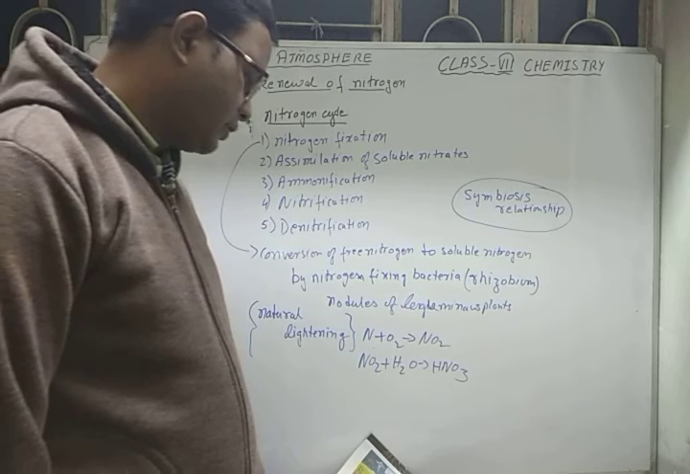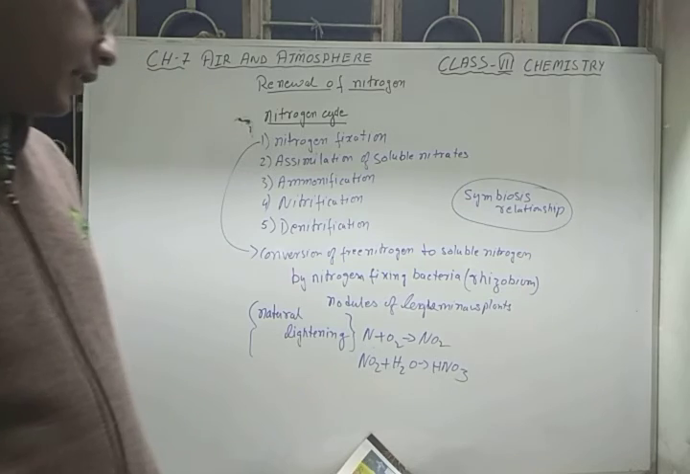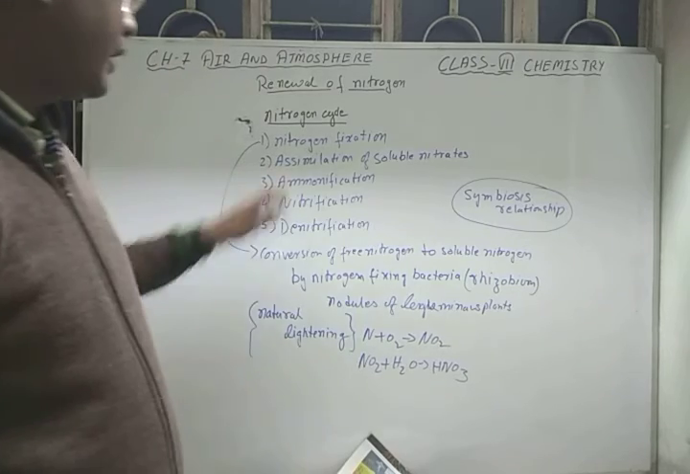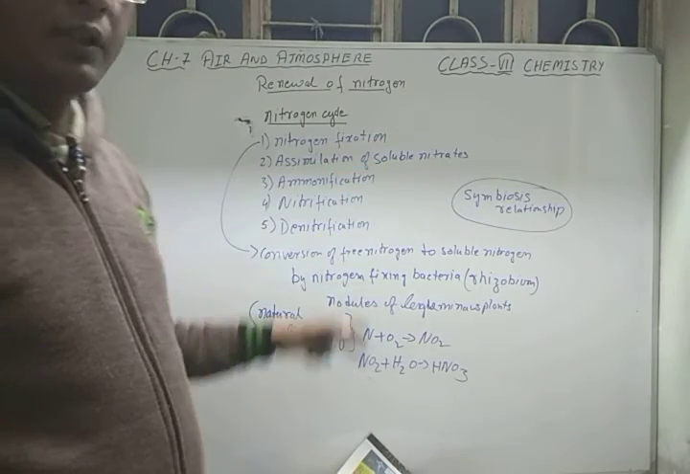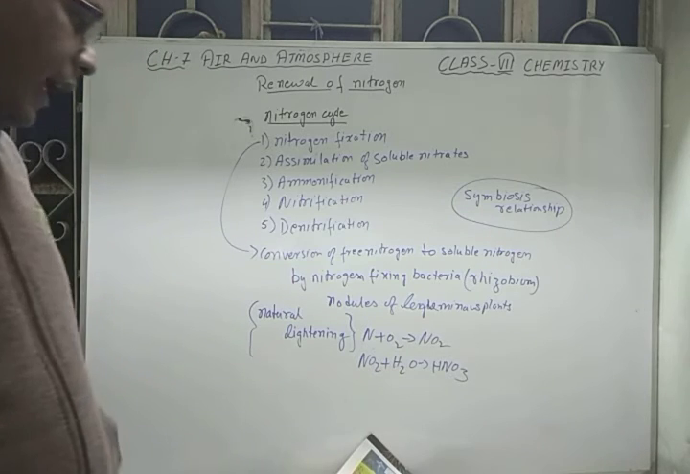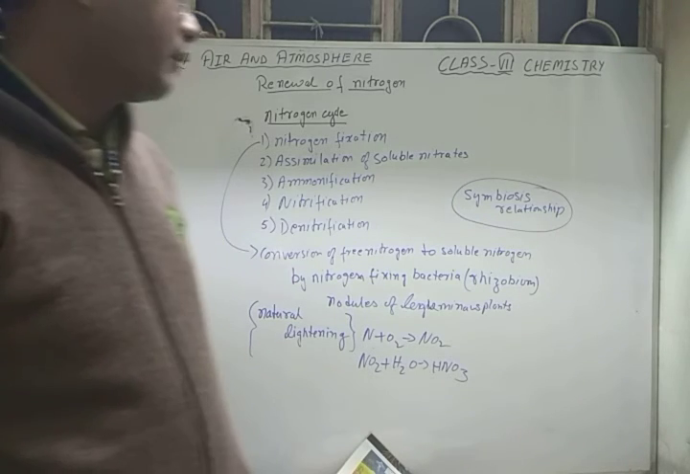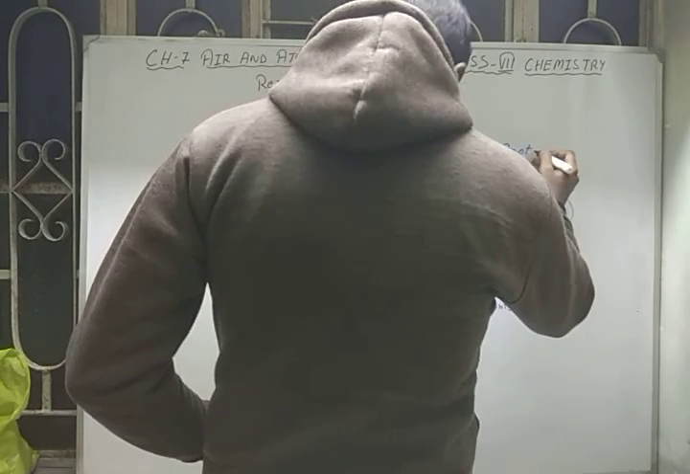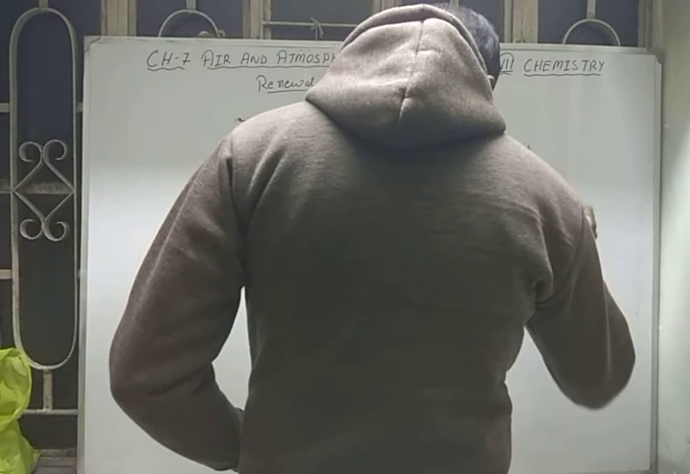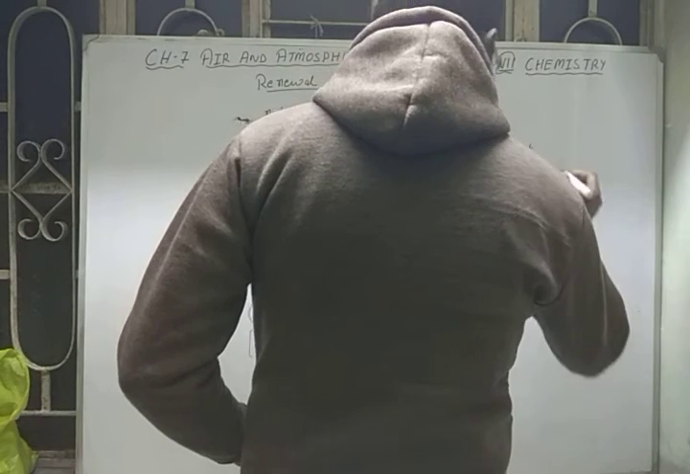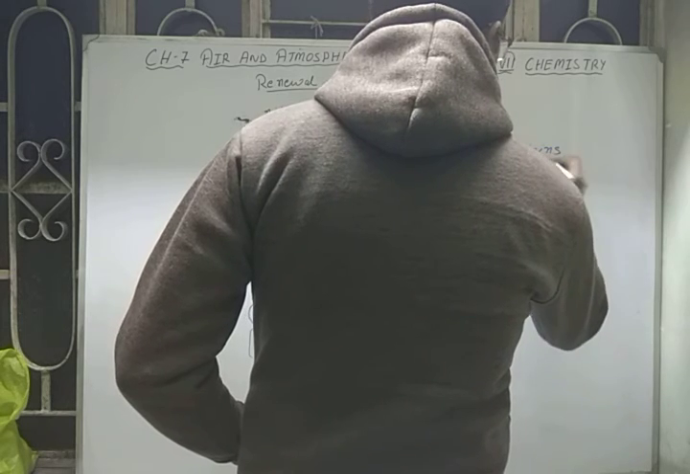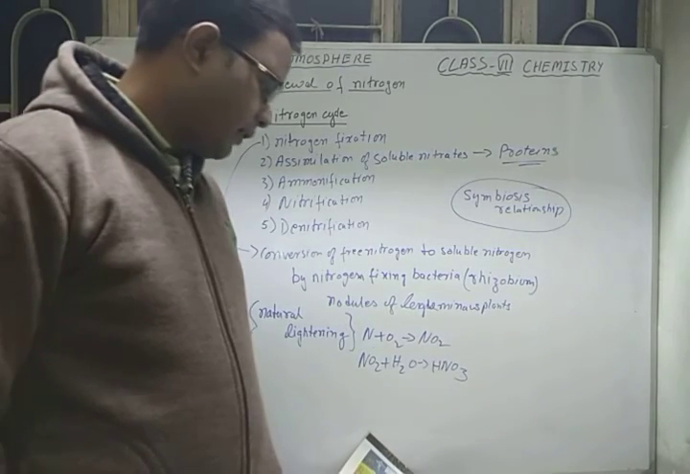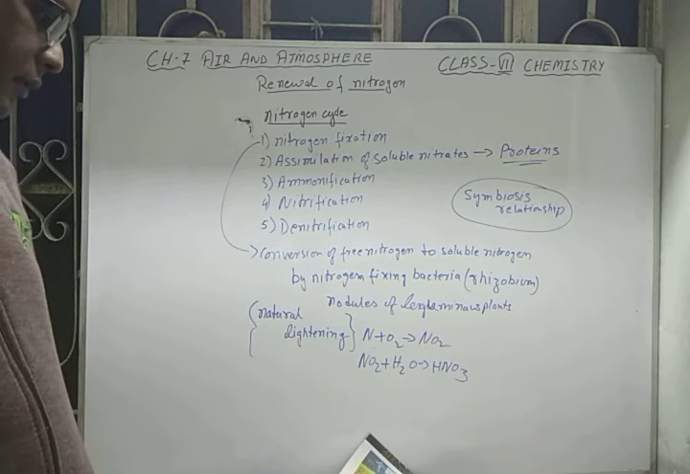Next one is the assimilation of soluble nitrates. Soluble nitrates present in the soil are absorbed by the plant through their roots, and they convert them into proteins. Proteins are then broken down into amino acids, which help in the further digestion process.